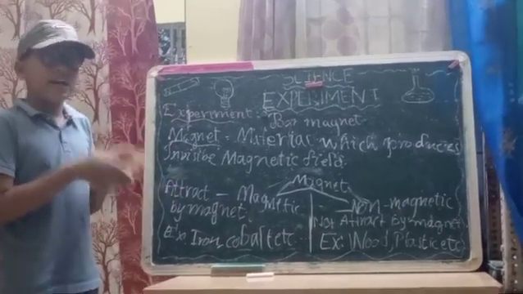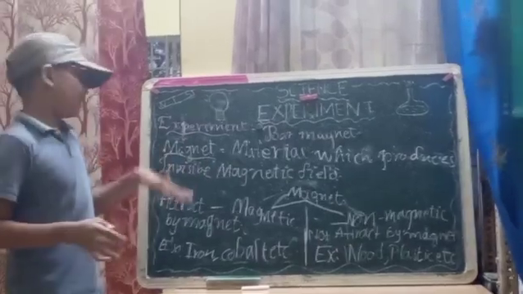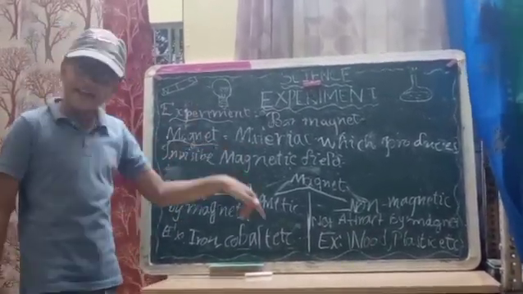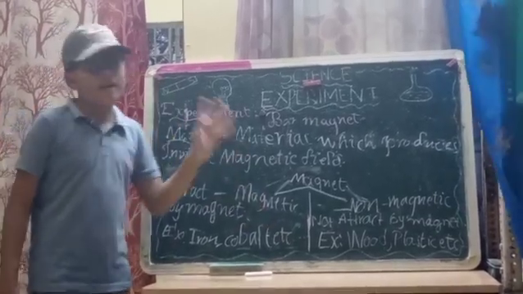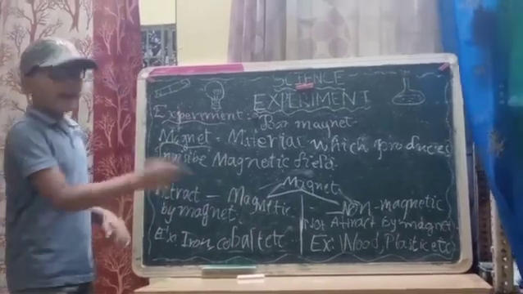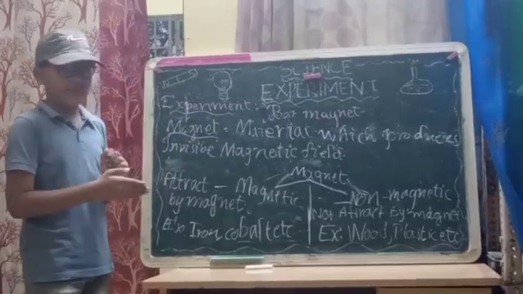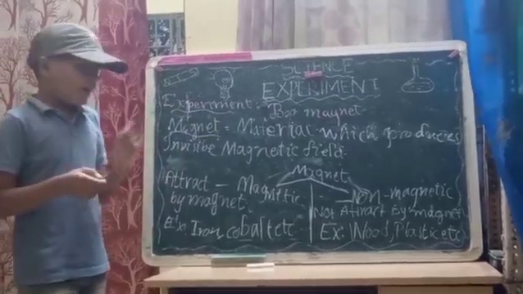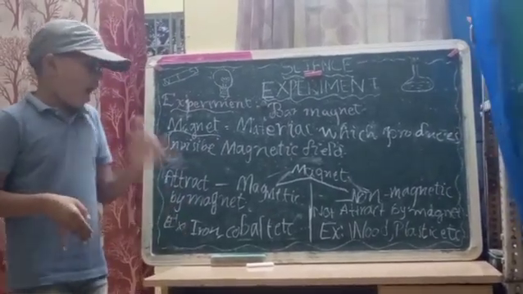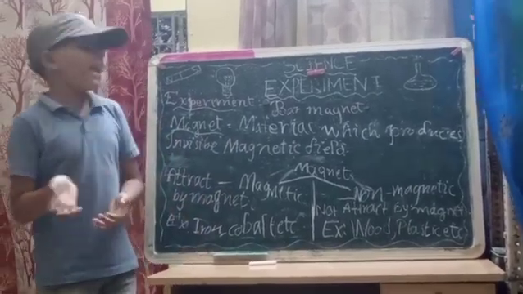Types of magnet, properties of magnet, wasn't it? First we discuss types of magnets. Magnet is divided into magnetic material and non-magnetic material. What is a magnetic material? Material which is attracted by a magnet. Examples are iron, cobalt and so on.